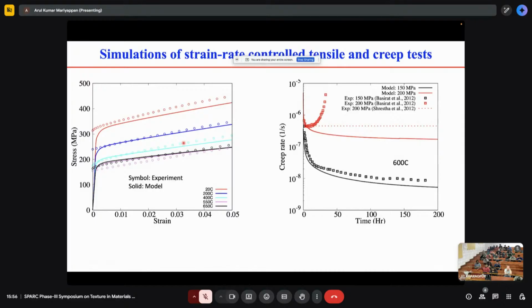It is due to the diffusion of the solute atoms into the dissolution core. That is a mechanism that actually governs this non-monotonous temperature dependence of the stress strain response, that we are able to capture correctly with this model that we develop.